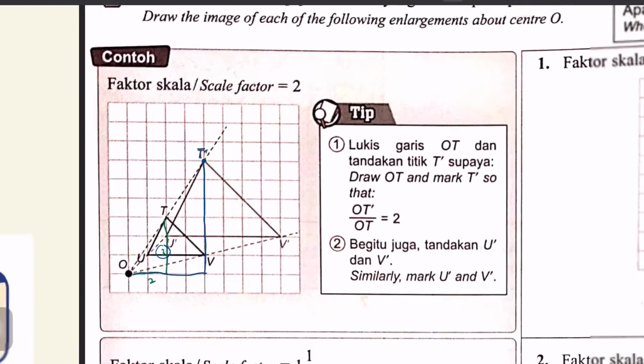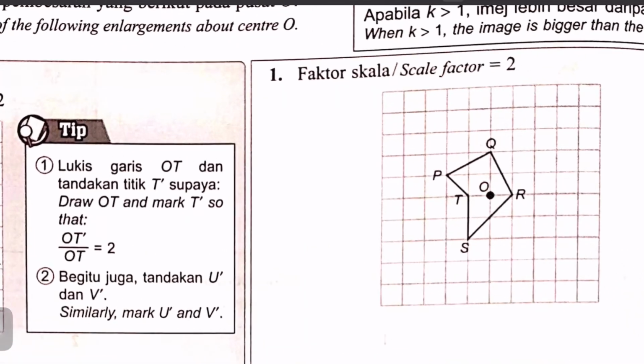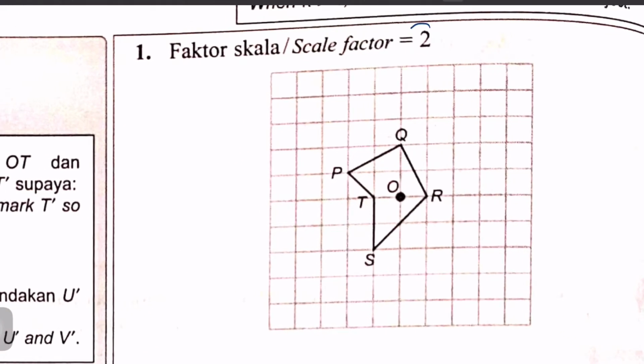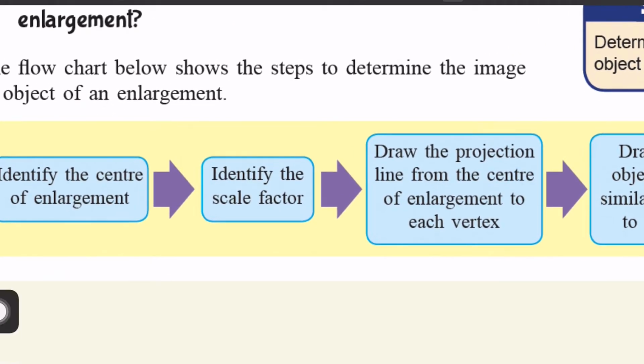Okay, so let's try together. We have scale factor is 2. Maksud dia akan membesar 2 kali lah. So, first, dekat sini dia kata, identify the center of enlargement, identify the scale factor. 2 ni kita dah kan. Ni tadi dah ada 1 titik, ini K is equals to 2.